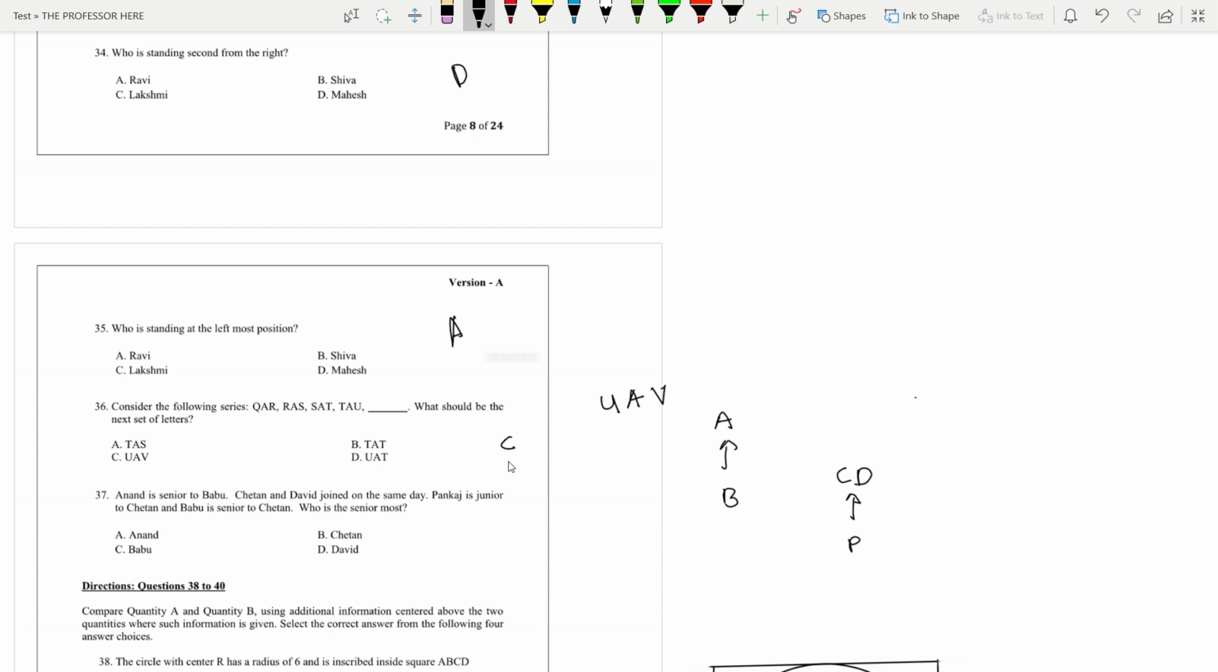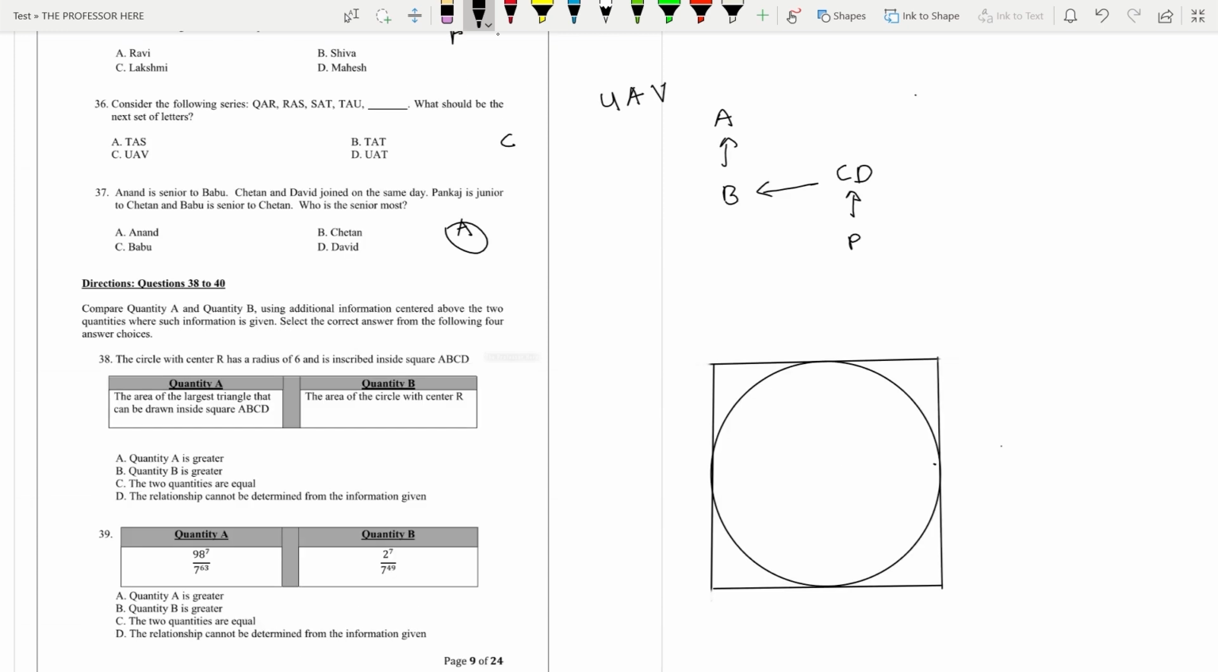Babu is senior to Chetan, which automatically means he is senior to David too. So the senior most will be Anand. Option A, Anand is the answer. So A is the most senior, then B, then C and D, then P. Let's move on to the next question.